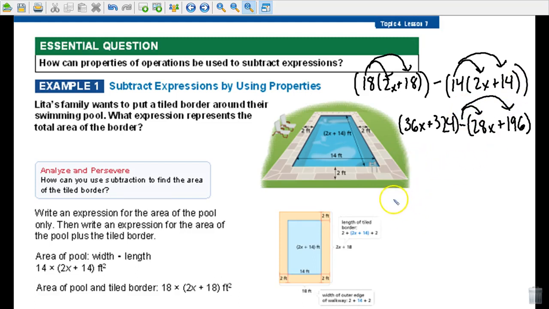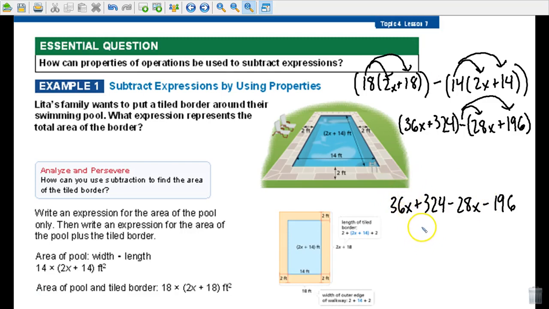And then 18 times 18, which if you do it on your calculator, you'll get 324. 14 times 2x is 28x. 14 times 14 would be 196. Now what we're going to do is distribute this negative to the 28x and to the 196. So now we've got 36x plus 324 minus 28x minus 196. If you wanted to, you could have distributed this negative to the 14 first. Either way, it doesn't matter.